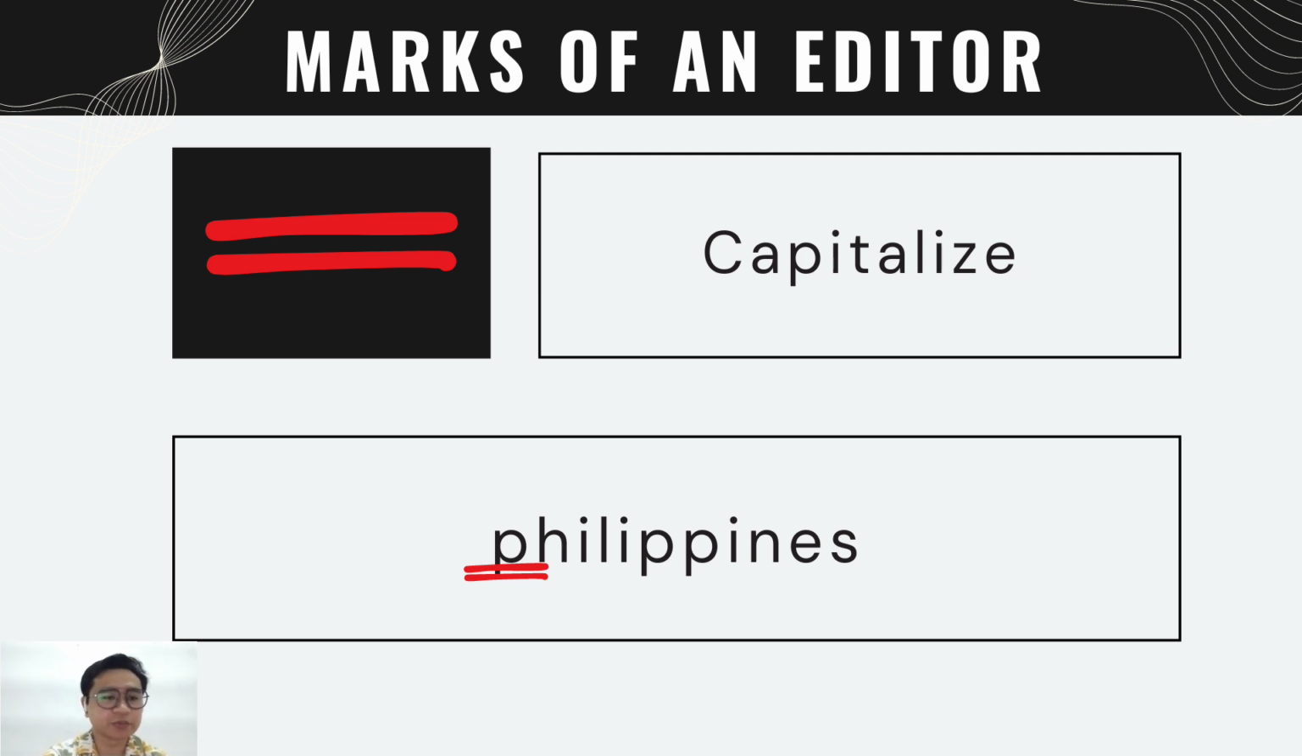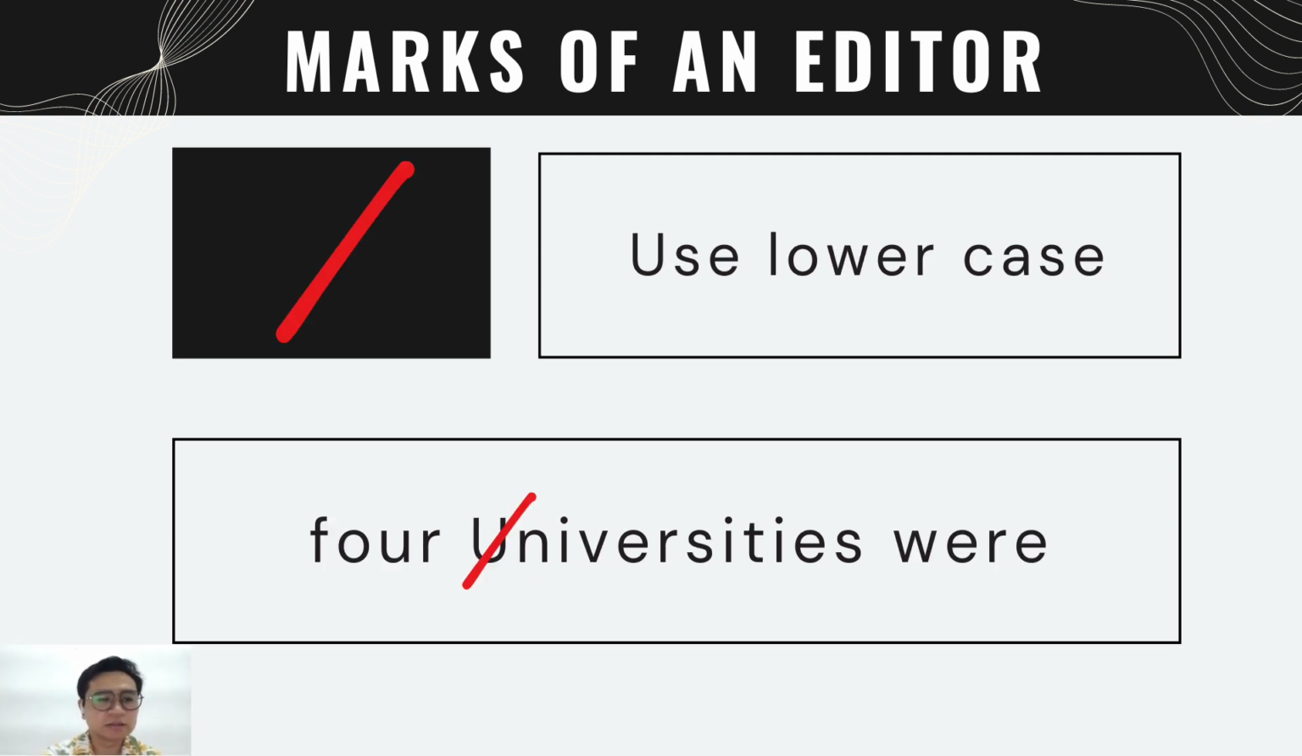Capitalization is the writing of a word with its first letter in the uppercase and the remaining letters in lowercase. Whenever we want to capitalize, we just simply put three underlines. Some of the words we capitalize are the first word of a sentence. Next up is use lowercase. We use the lowercase mark where we put the slash on the letter we want to lowercase. For example, for universities, we simply put a slash as a lowercase mark.